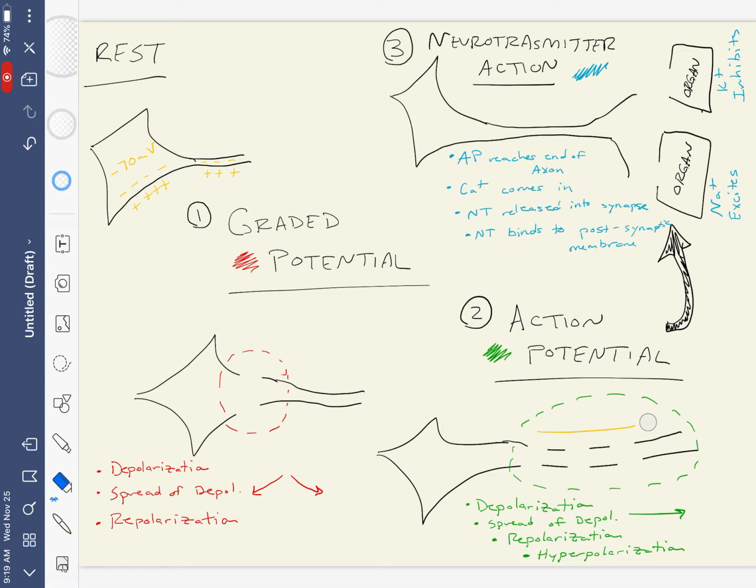All right, we said that in order to generate an action potential, and by the way, an action potential can really only happen in nerve cells. The graded potential happens in a lot of cells. These mini impulses is how a lot of cells communicate to each other. But the action potential only happens in nerve cells.